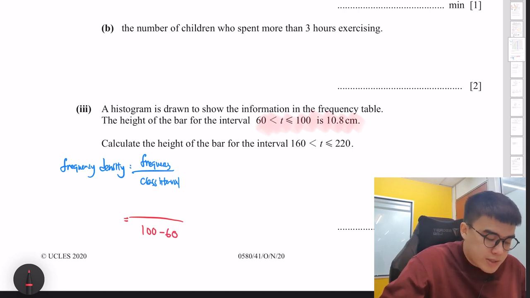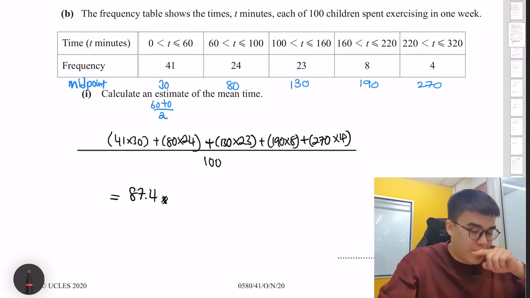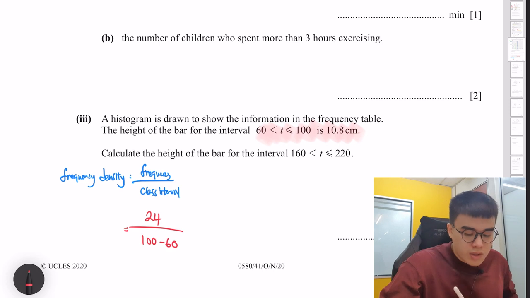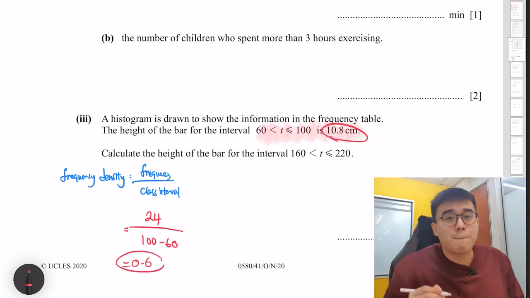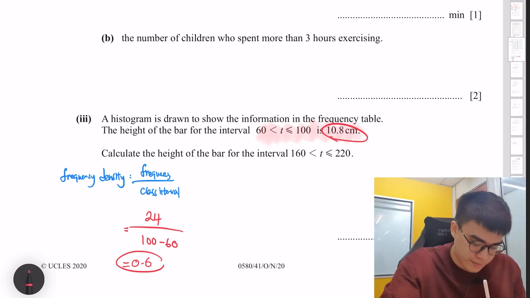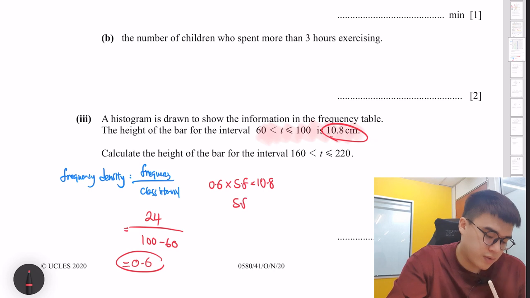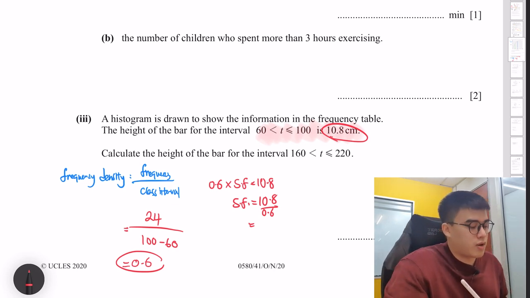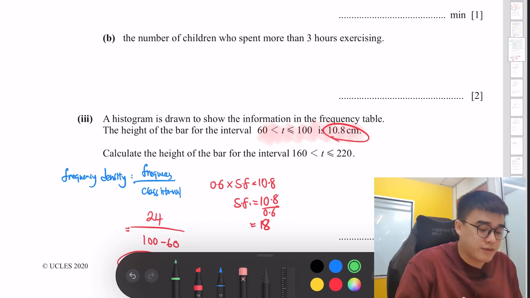But for the frequency of this group, let's trace it from the previous page. They gave us about 24. So 24 divided by 40 is only 0.6. When you notice there's a discrepancy between 0.6 and the 10.8, it means there is a scale factor involved. So you have to include a scale factor for this. The scale factor will be 10.8 divided by 0.6. This will help you trace what was applied to the rest of the calculation, which is a scale factor of 18. With this information, you can now move on to calculate the final answer.